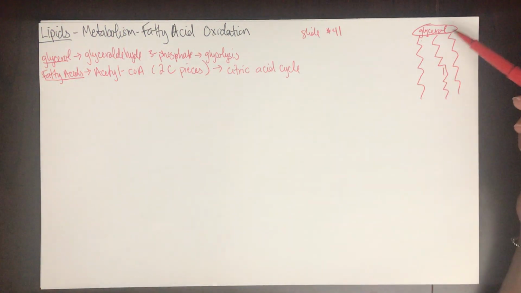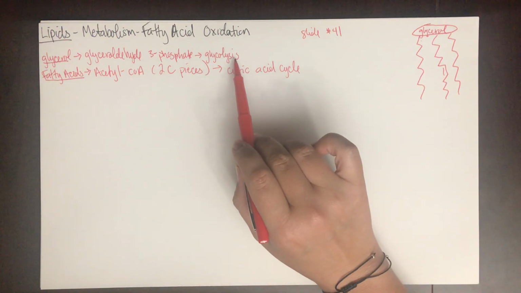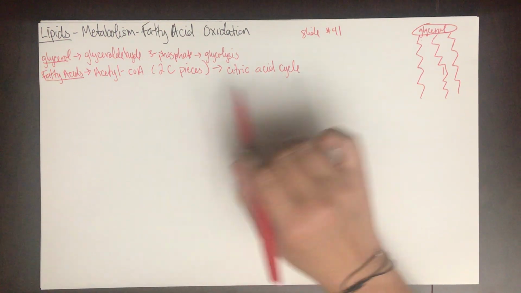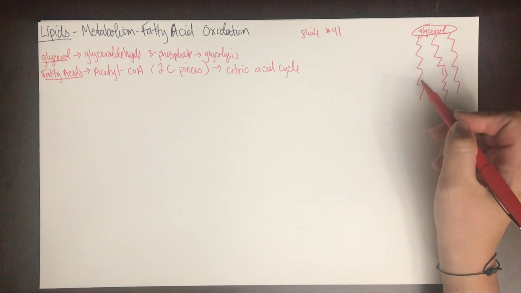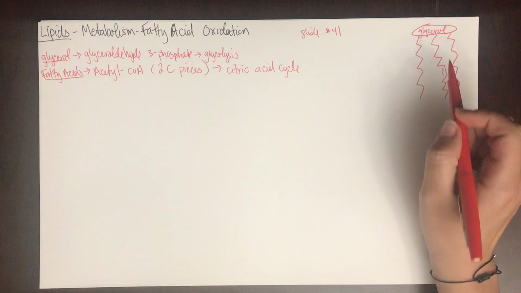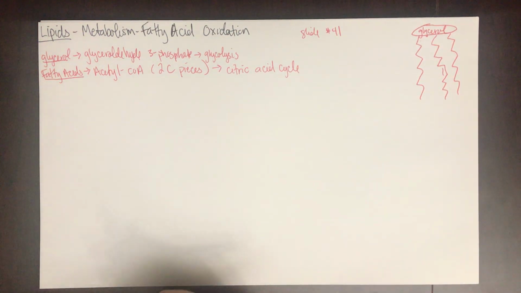So the glycerol from the triacylglycerol, or the triglyceride, is going to get converted into glyceraldehyde 3-phosphate and go through glycolysis. The fatty acids are going to get broken apart into 2-carbon pieces. Each of those 2-carbon pieces will be converted into acetyl-CoA, and then acetyl-CoA goes into the citric acid cycle, and then it continues through the rest of cellular respiration that we've already learned about.